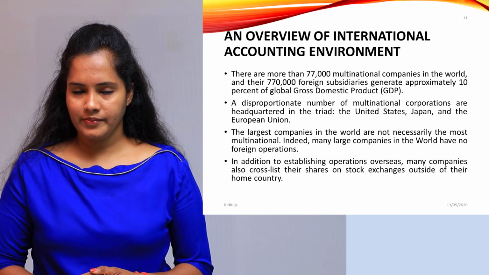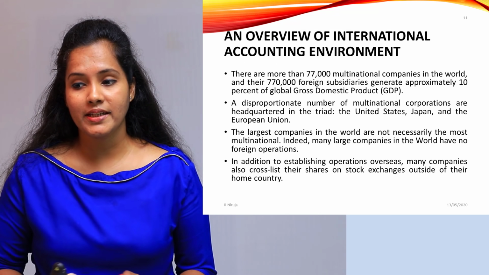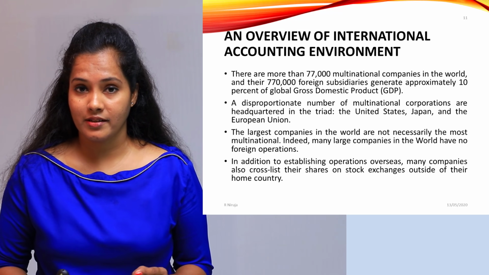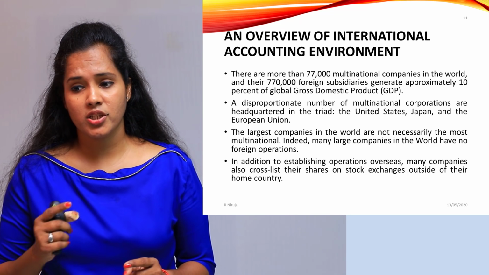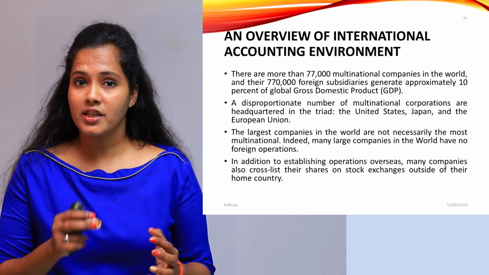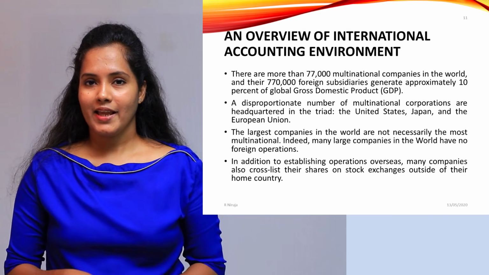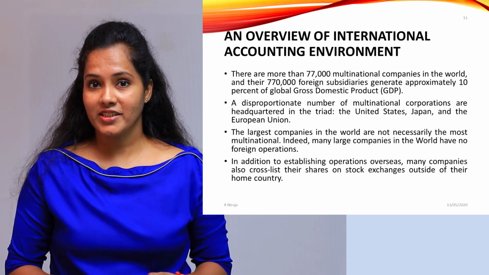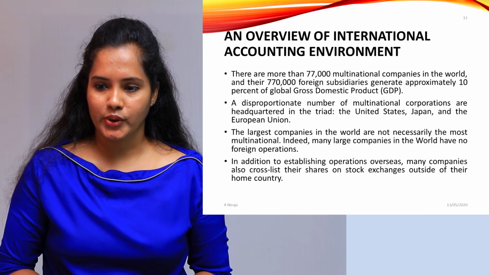In addition to that, there are 77,000 MNCs, multinational companies, in the world, and there are 770,000 subsidiaries in the world that together generate 10% of global domestic product. So it means these global organizations contribute a huge amount to the global economy, and the headquarters of most of the MNCs are situated in developed countries like the US, Japan, and the European Union.